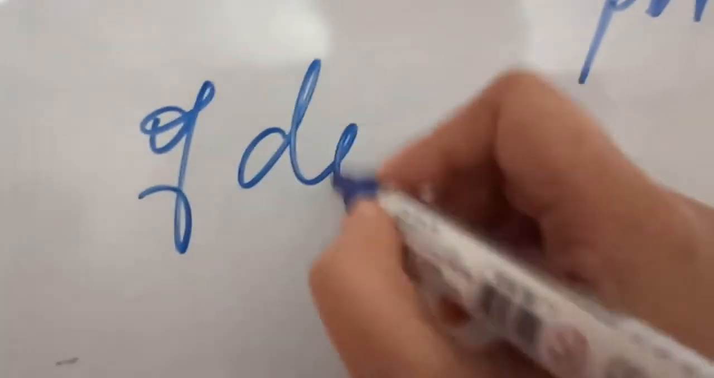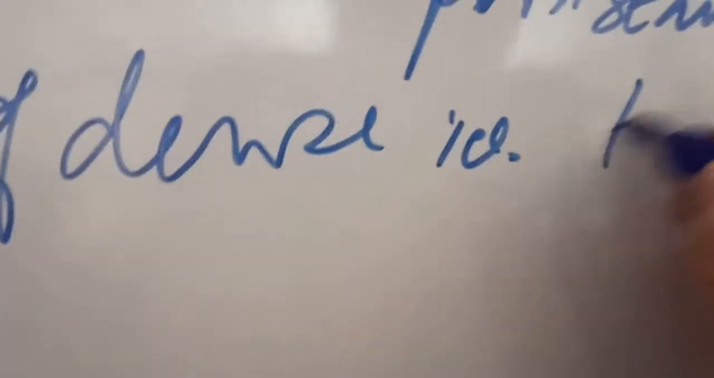Today I'm going to start with the work of glacier. What is a glacier? A glacier is actually a persistent body of dense ice that is constantly moving under its own weight.